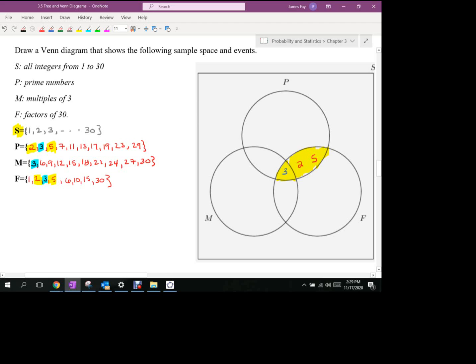That's okay? I'm going to do the same thing right here, the intersection of M and F. So green M. We've got 3, which is already in there. 6 is in both. 15 is in both. 30 is in both, right? So I'm going to go down here and write in 6, 15, and 30.